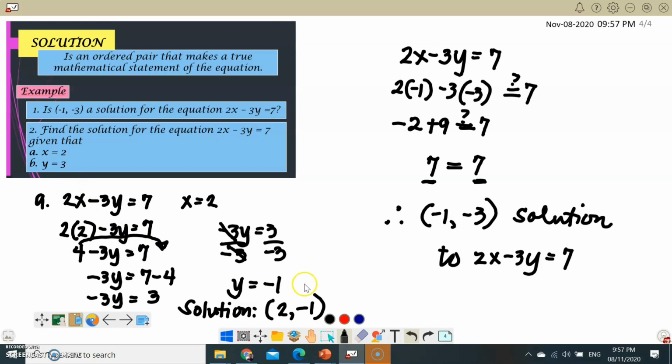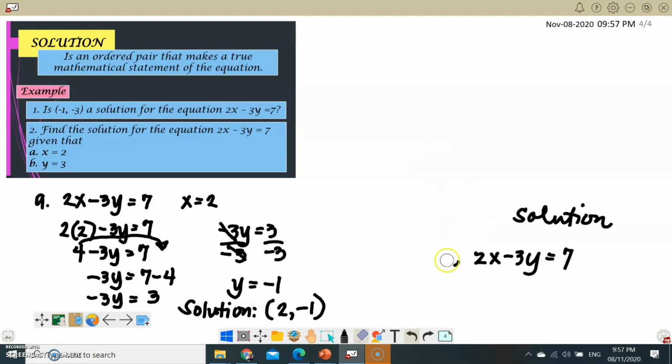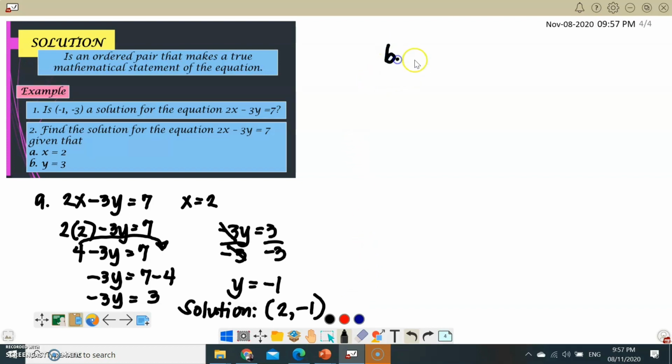How about if y is equal to positive 3? So let me erase this one so we can solve for it. So using the same equation, 2x minus 3y is equal to 7. What would be the value of x if y is equal to 3? So we need to find the value of x first for us to find the solution wherein y is equal to positive 3. So letter B.